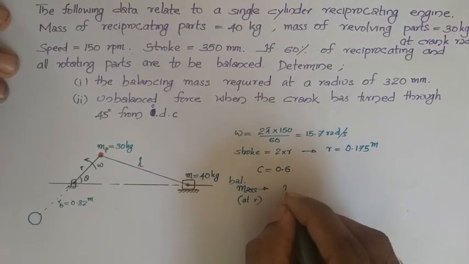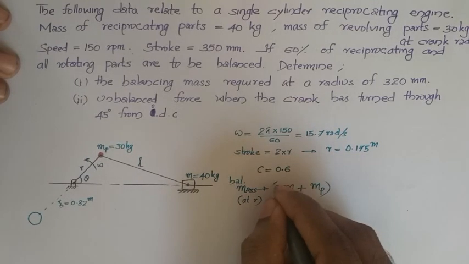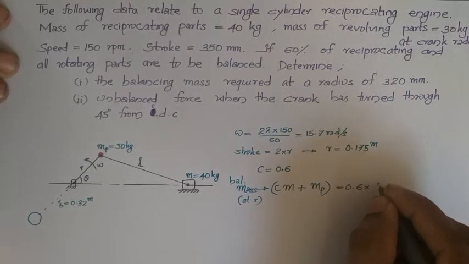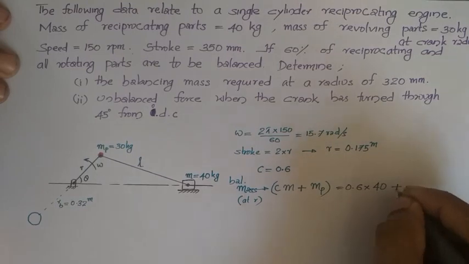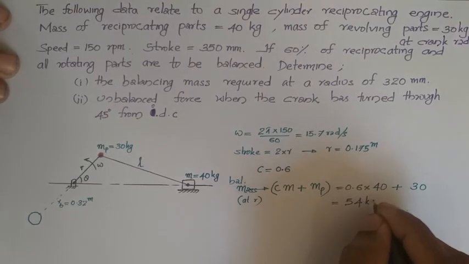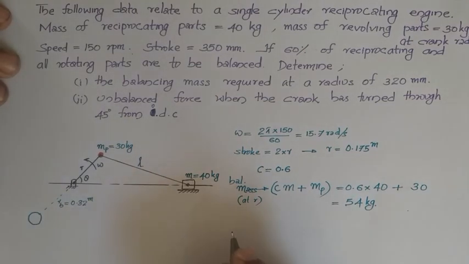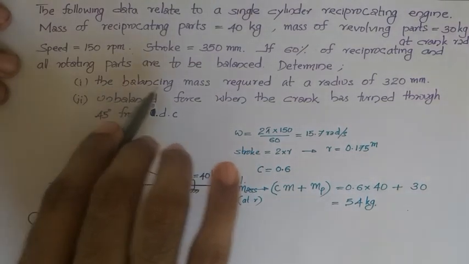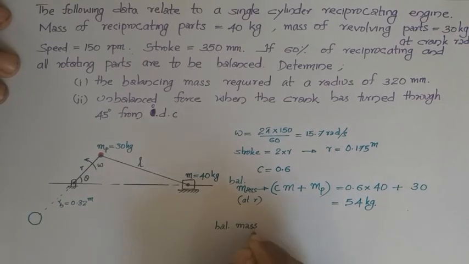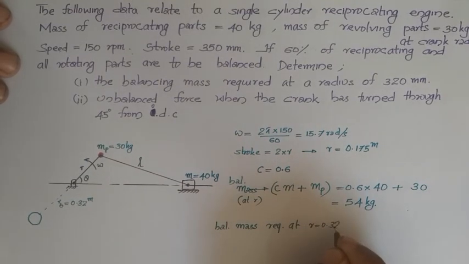You know that it is fraction C times M plus mass of rotating mass MP here, which is equal to 0.6 into M, which is 40 kg, plus 30 kg, which you will be getting around 54 kg. This is actually the balancing mass if you are placing it at a distance of R. Since you are placing at a distance of 0.32, in the first part the answer will be the balancing mass required at R equal to 0.32 meter.